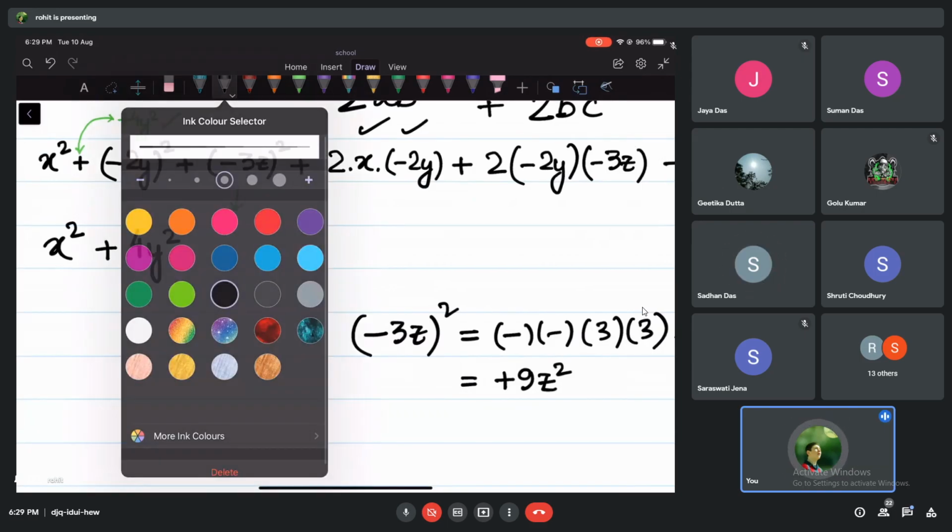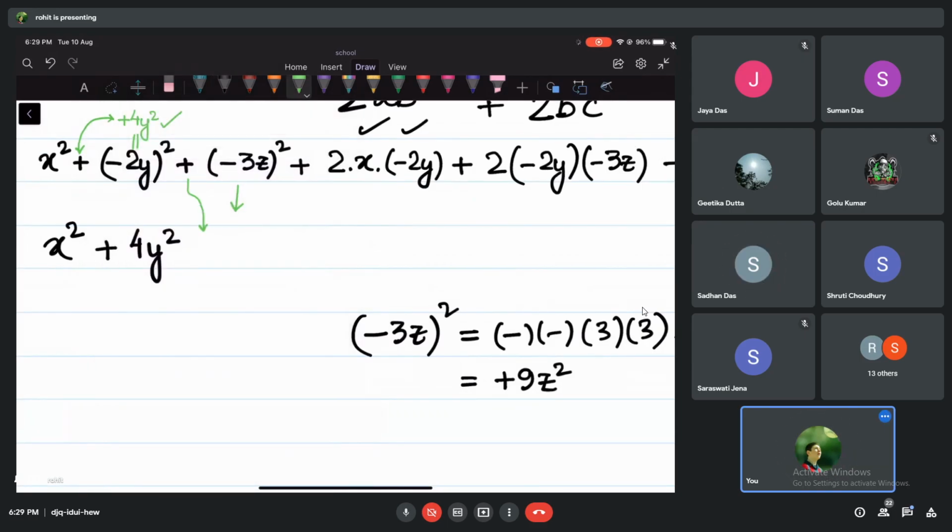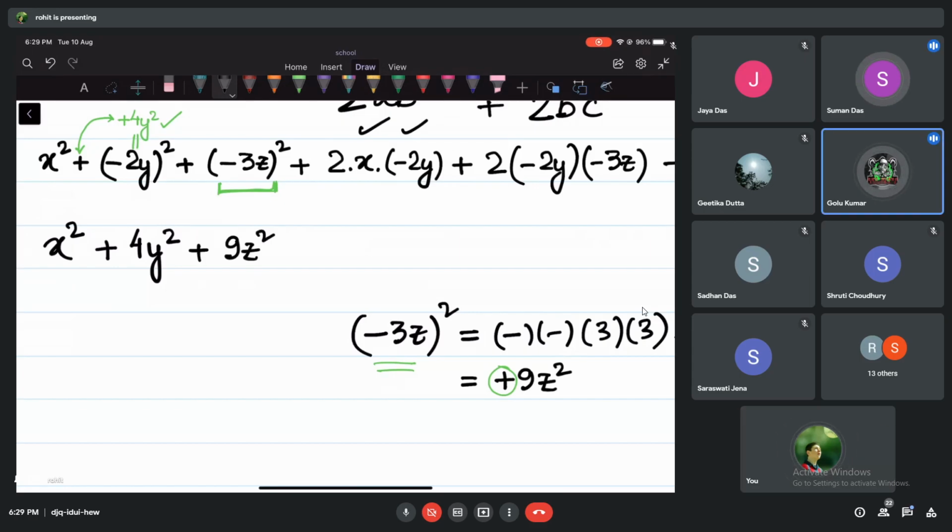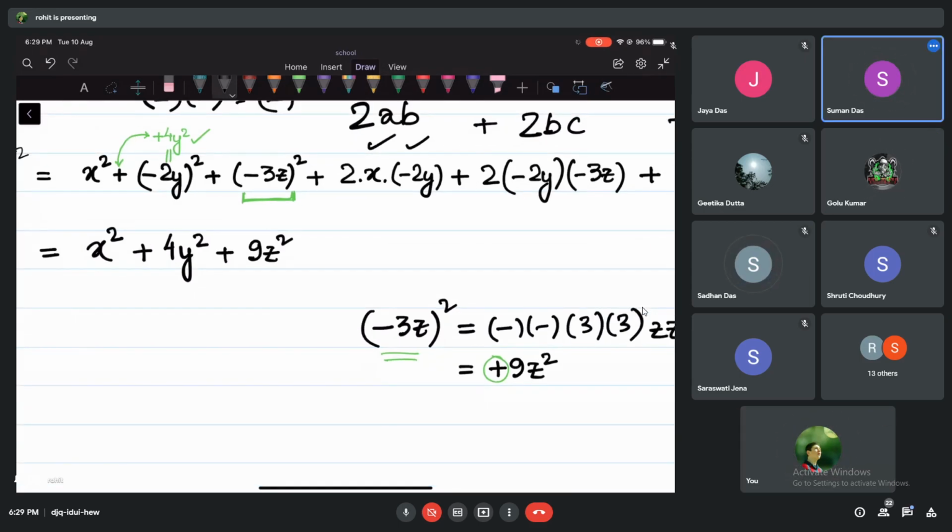Do you all agree that this is already plus or not? This one is already plus, right? Yes, sir. And inside this also is going to become plus or minus? This also has become what? Plus. Yes or no? Yes. So this is also plus. Outside the bracket is also plus. So plus into plus is how much? Plus. So I am going to write here plus 9 z square. Is it clear so far? Yes, sir.